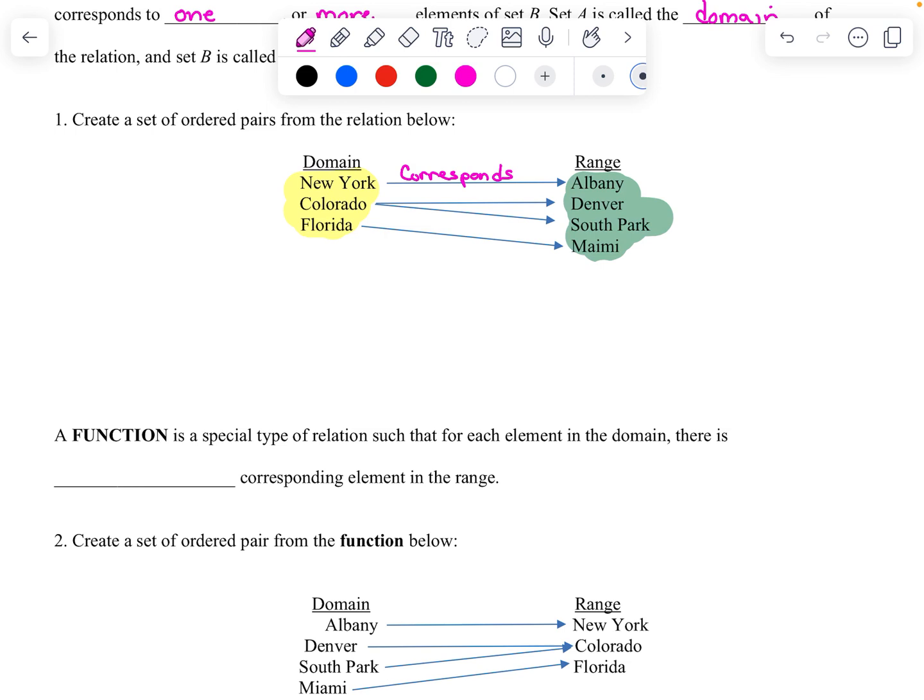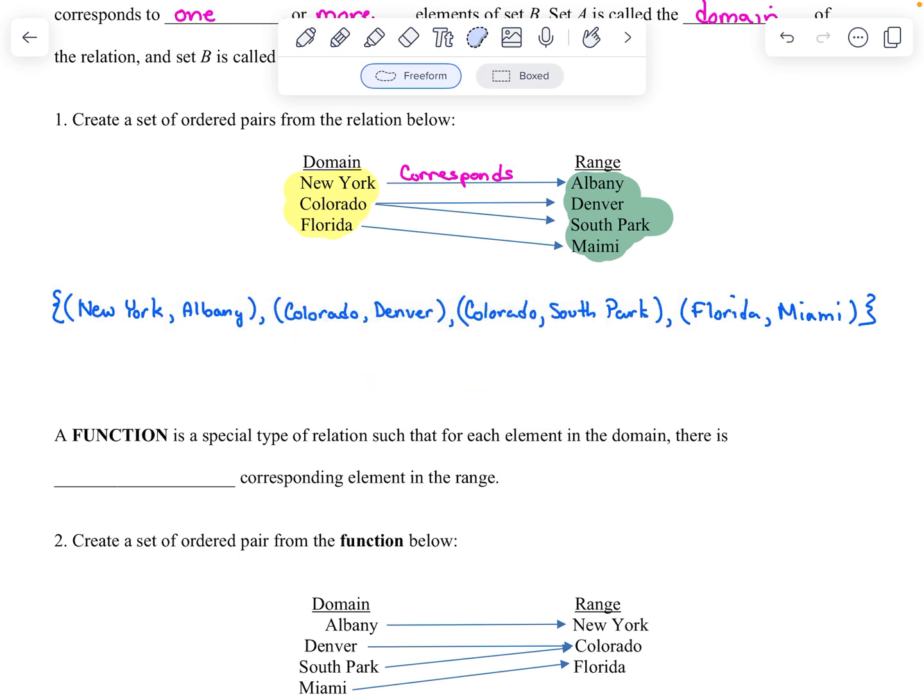And we can take those correspondences and write them as ordered pairs. And that would look like this. Okay. So as you look through these ordered pairs, you may notice that the first entry of every ordered pair is an element from the domain. And the second entry of every ordered pair is an element from the range.